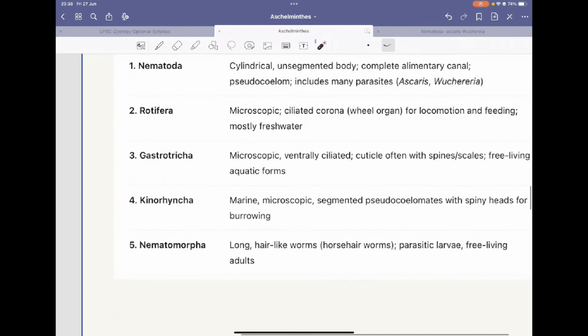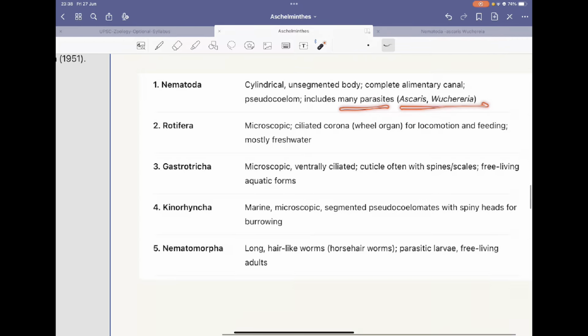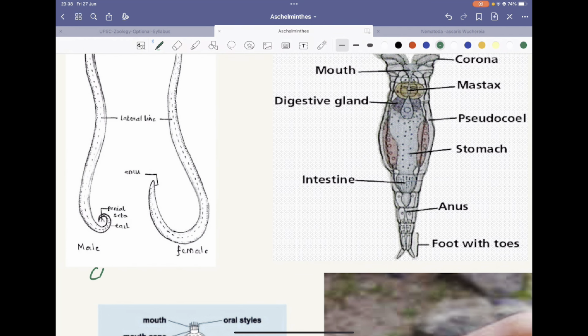You can see that these nematodes have a cylindrical, unsegmented body, a complete alimentary canal, and a pseudocoelom, and they include parasites like Ascaris and Wuchereria. Here is the example of the class Nematoda.